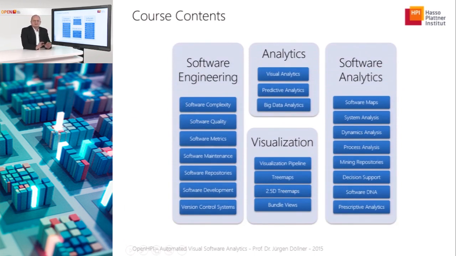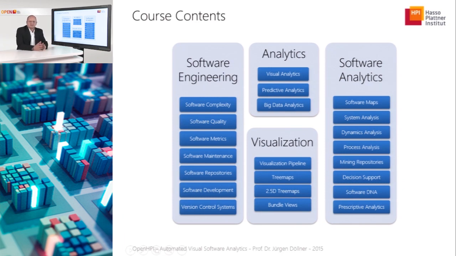The contents are distributed into 4 principal areas. One principal area is software engineering. We will investigate a few aspects of software engineering, especially software complexity, software quality, software metrics. We will also have a look at the context where software analytics takes place and where it is important, such as in software maintenance, dealing with software repositories, doing software development and version control systems.